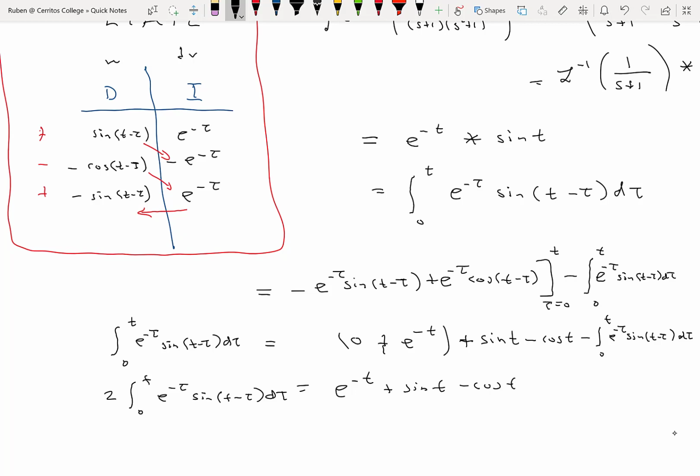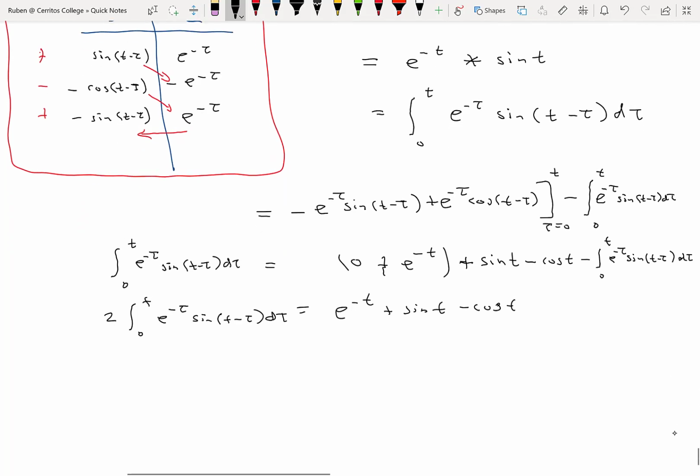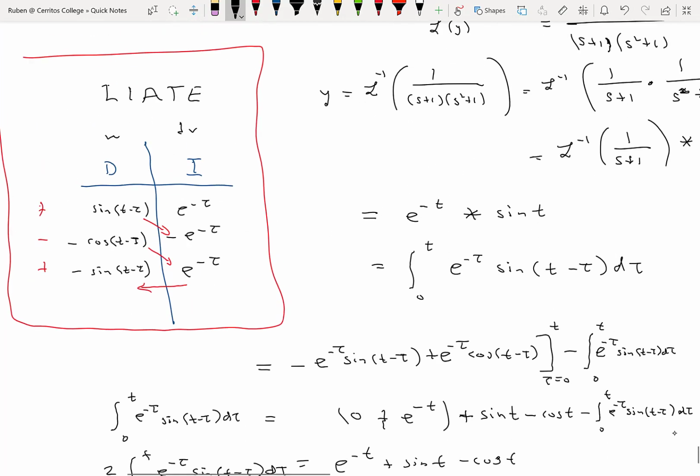cosine of t. So finally, and here's that little trick from Calc 2. Divide both sides by 2. If we divide both sides by 2, we get the integral we're looking for. The integral from 0 to t e to the minus tau sine of t minus tau d tau equals 1/2 e to the minus t plus, let me clean it up a little bit, e to the minus t plus sine of t minus cosine of t. And that's the result we were looking for.